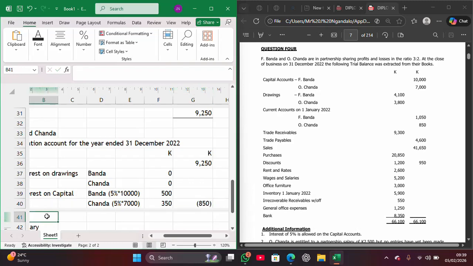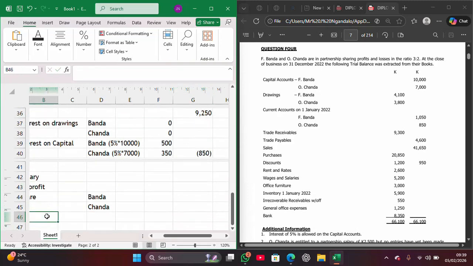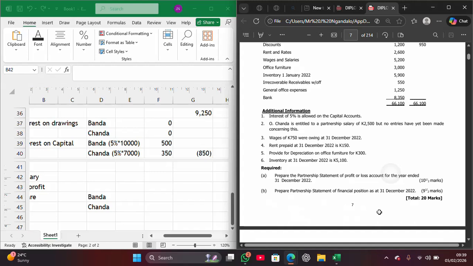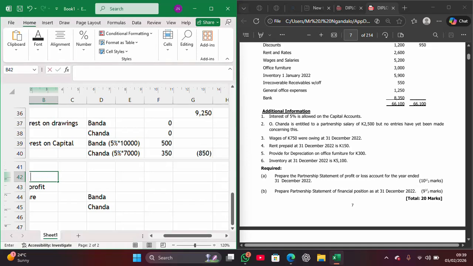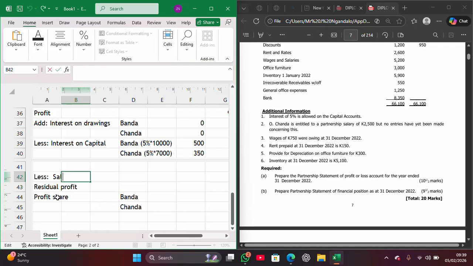Then we come here to the salary. Who is having the salary? There's one of them who is having the salary. According to the question, it is who? Chanda. 25, isn't it? Not 2, not 2. Oh, okay.